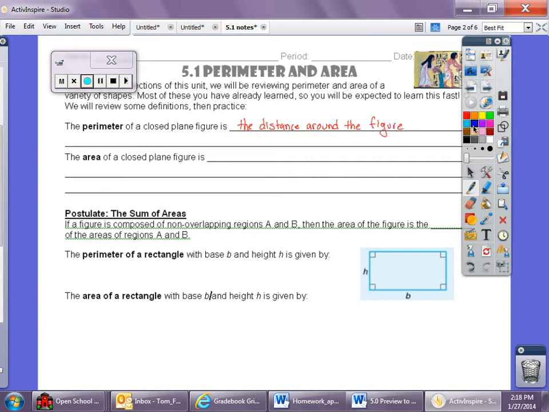Whereas the area of a closed plane figure is the number of non-overlapping squares of a given size that will exactly cover the interior of the figure.